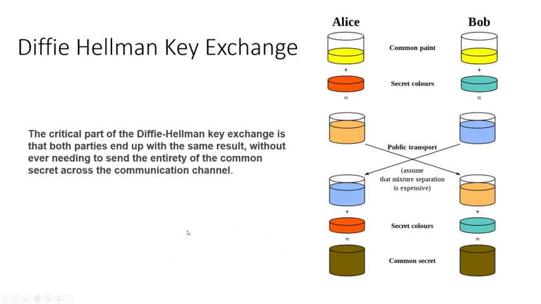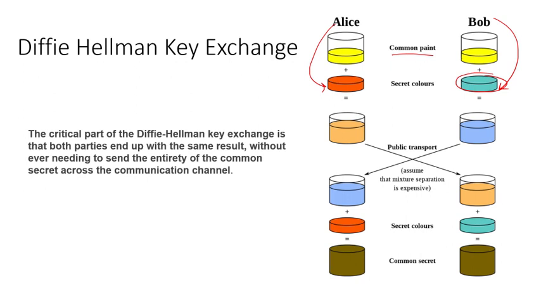So the Diffie-Hellman algorithm works in such a way that in the end we receive a secret key between the two parties, but they do not share the secret key; instead they share something else which is common to each other. Let's suppose that Alice and Bob choose a common color, which is yellow, and Alice has her own secret paint, which is orange, and Bob has his own secret paint, which is turquoise or teal blue. They mix these two colors.